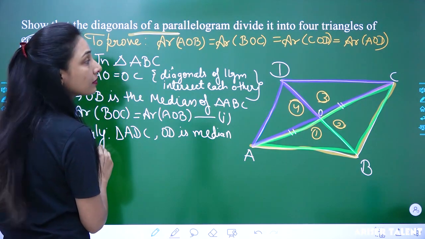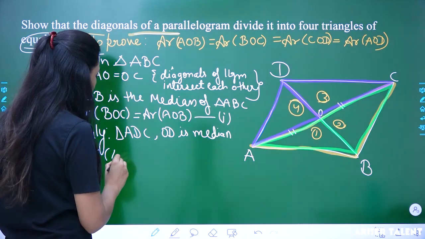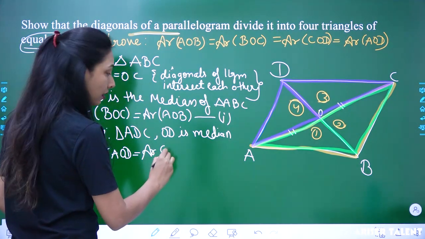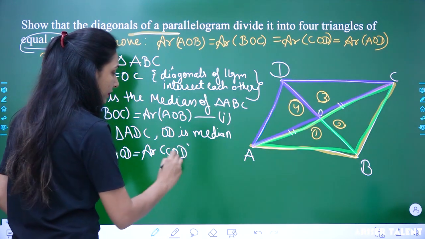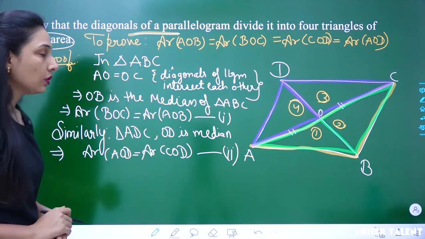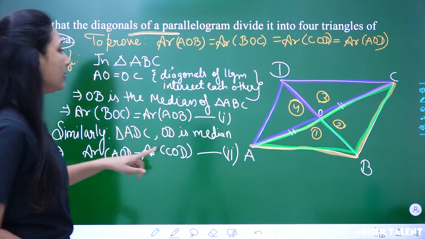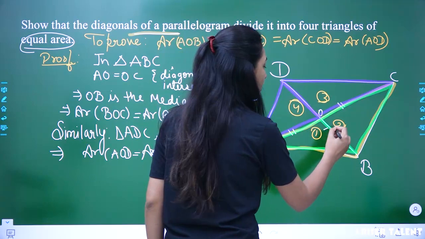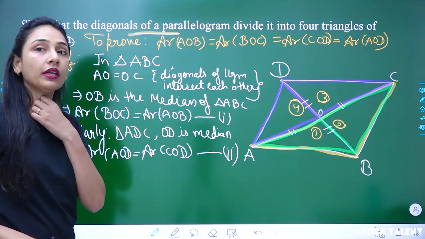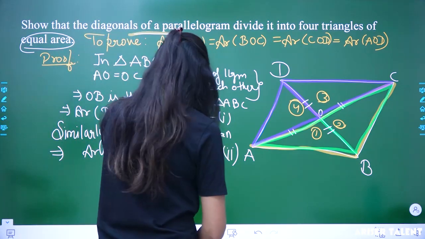Area AOD is equal to area COD, right? This is the second thing. Okay, these two are equal, these two are equal. That means 1 is equal to 2 and 3 is equal to 4. Now, look here.